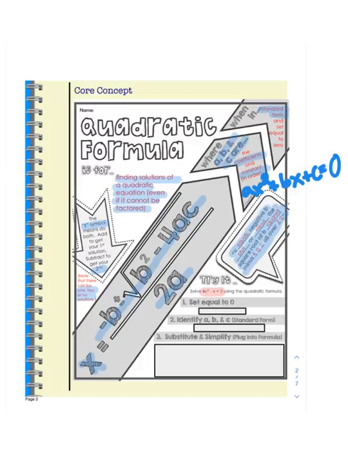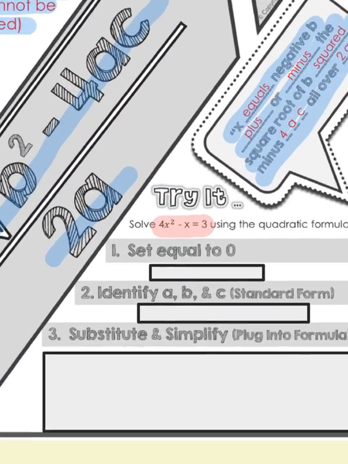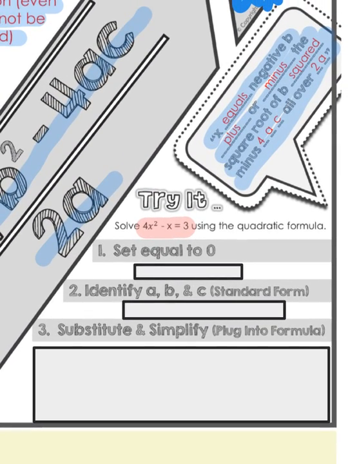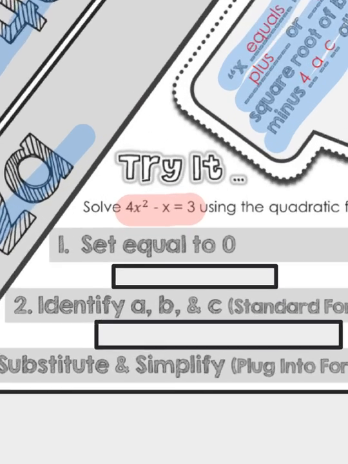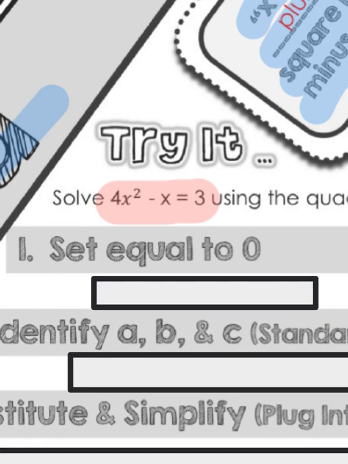Notice where it says try it in the bottom right corner. I'm going to zoom in there. Alright, so solve 4x squared minus x equals 3 using the quadratic formula. Our first step is to set it equal to 0. So I'm starting with 4x squared minus x equals 3. I want to make sure that says equals 0. To make the right side 0, I have to subtract 3 from both sides. So I'm going to change that equation to 4x squared minus x minus 3 equals 0.